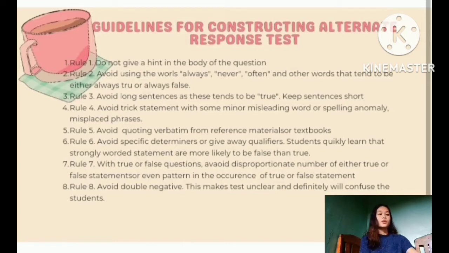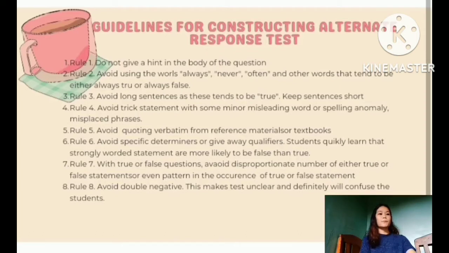Rule number 2. Avoid using the words always, never, often, and other words that tend to be either always true or always false. Kailangan nating iwasang gamitin ang mga salitang ito. Example, Christmas always falls on a Sunday because it is a Sabbath day. So, the statements that use the word always are almost always false. A test-wise student can easily guess his way through a test like this and get a high score even if he does not know anything about the test.